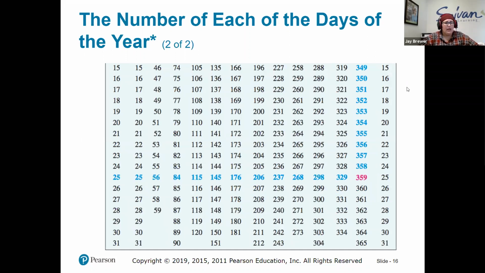Okay. Any questions on how to use that table? Because you will have to use it. All right. Cool.